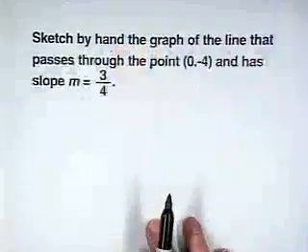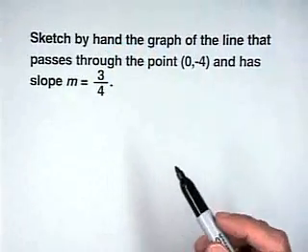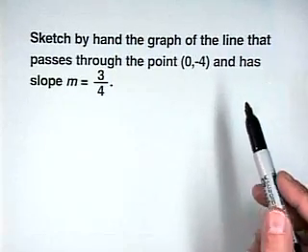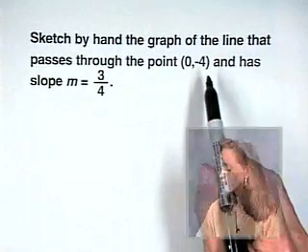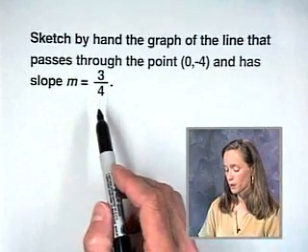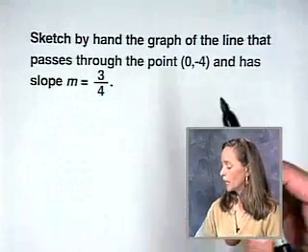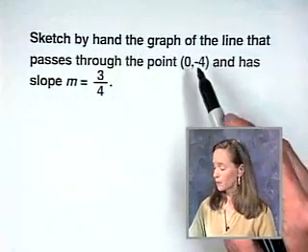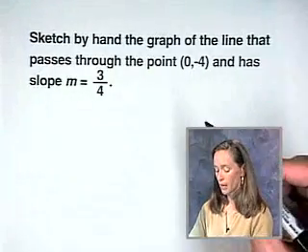As a final concept involving slope, there is a way to use the slope of a line to come up with a graph without finding 3 ordered pairs. Let me illustrate that with an example. Here's what we'll do. We're going to sketch by hand the graph of the line that passes through the point 0, -4 and has slope 3/4. In a coordinate system, we'll begin by plotting the point 0, -4.